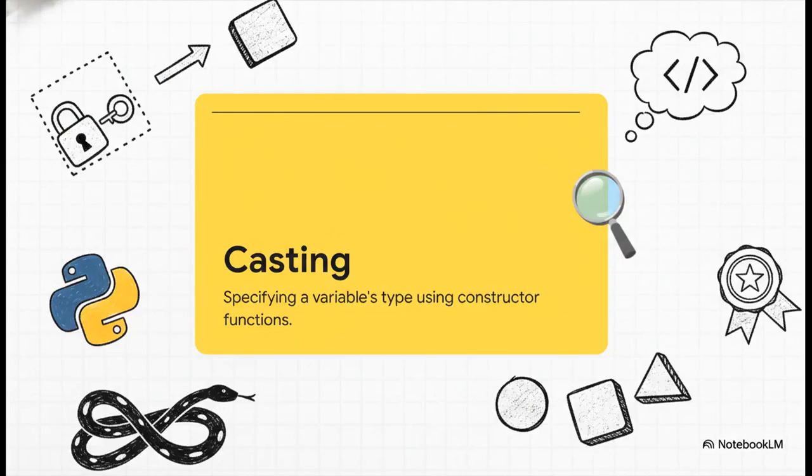So what is it exactly? Well, casting is just the process of specifying a variable's data type. We use these special functions, they're called constructor functions, to basically tell Python, hey, I know this looks like text, but I need you to treat it like a whole number. It's kind of like giving your data a brand new identity.